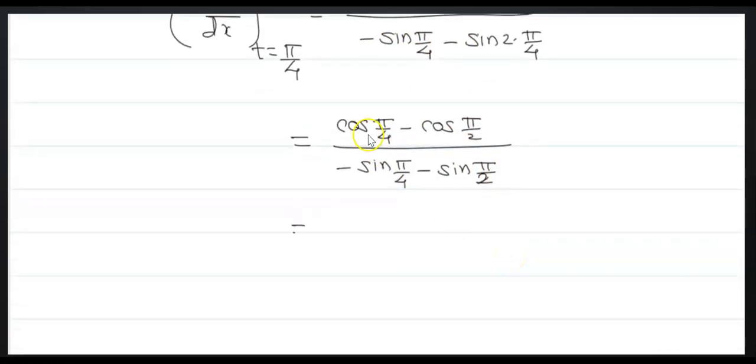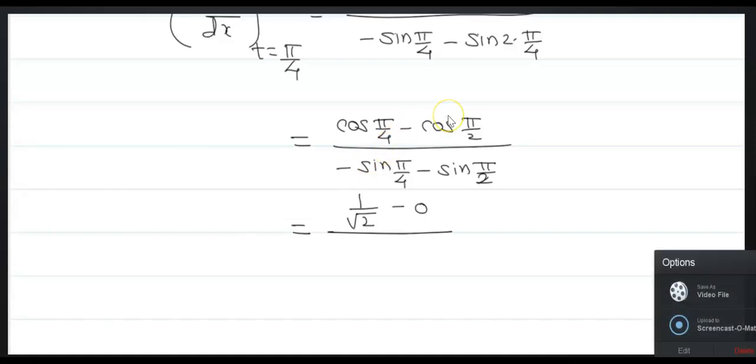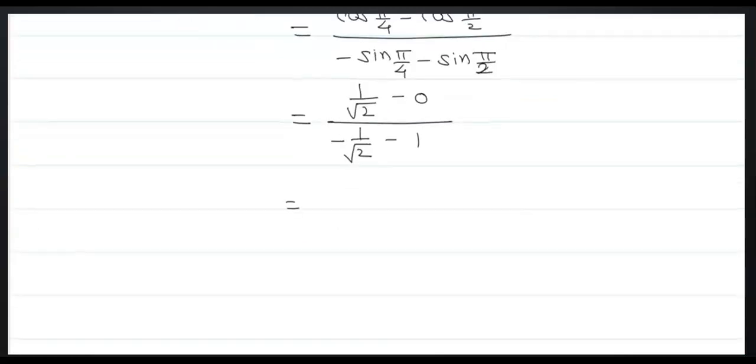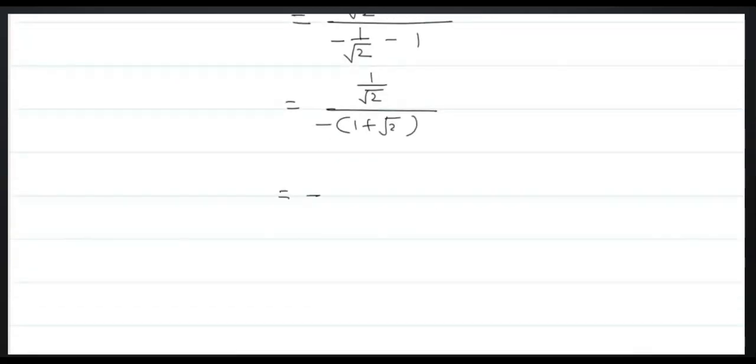Substitute the values. Cos of pi by 4 is 1 by root 2. Cos of pi by 2, that is cos 90, is 0. Sin of pi by 4 is again 1 by root 2, that is minus 1 upon root 2. And sin of pi by 2, which is 90, is 1. And that's why 1 by root 2. Take the minus sign as common.